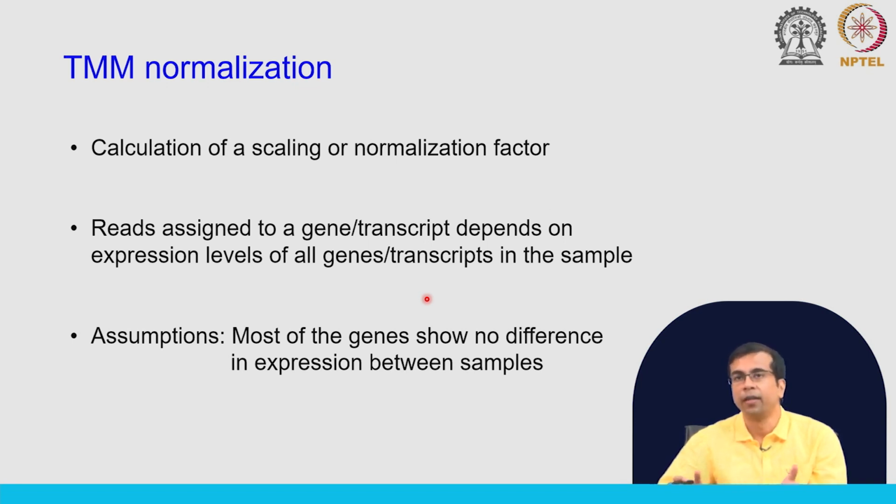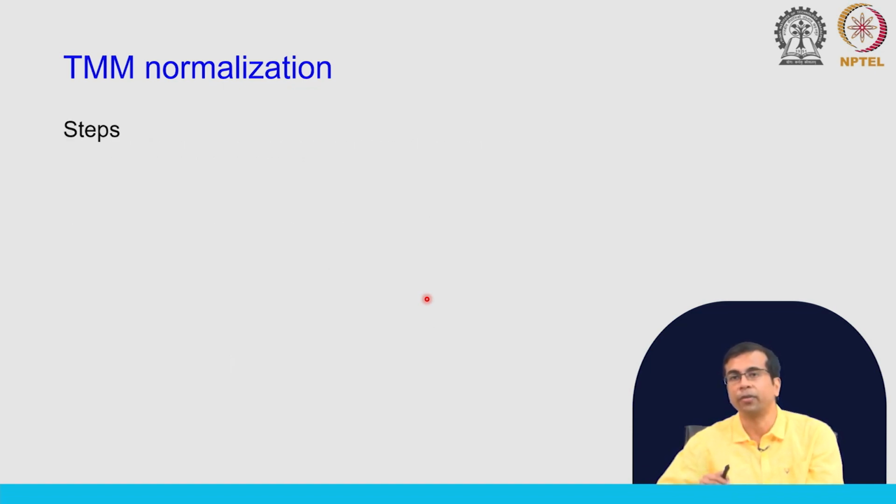So, if you take, let us say, 1000 genes, probably 80% or 70% do not show any difference in expression. Okay. So, this is an assumption in this method, and maybe 20-30% or so show a difference in expression between samples. Okay. Based on this assumption, this method calculates a scaling or normalization factor. Okay. So, let us see the steps, right, how it works.